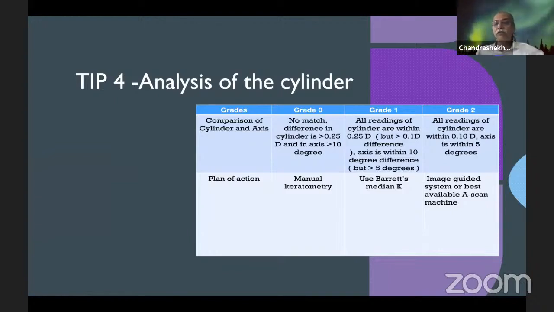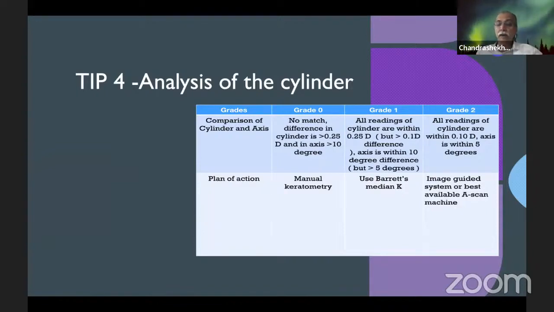Grade 0 is that there is no match at all. That means the difference in the power of the cylinder is more than 0.25. Mind you, we are not comparing the K readings, but we are comparing the cylinder. And the difference in the axis is more than 10 degrees.